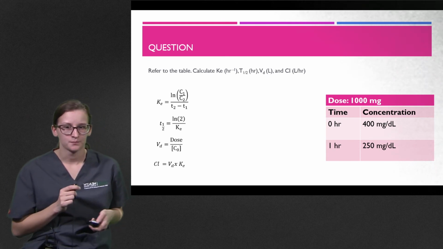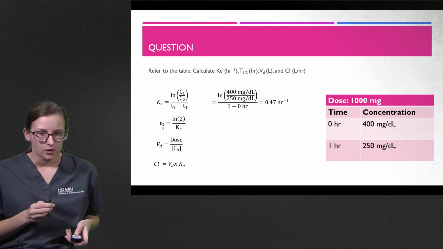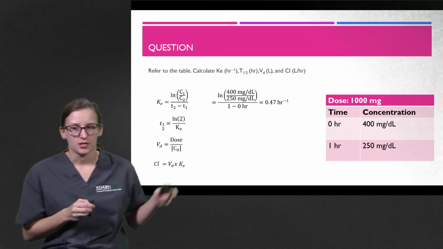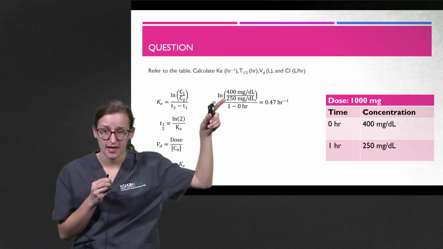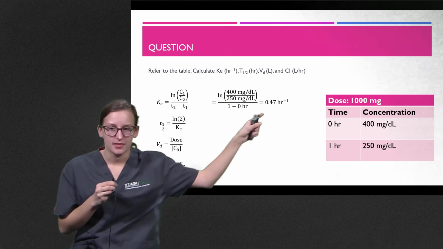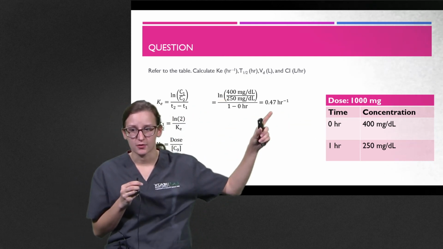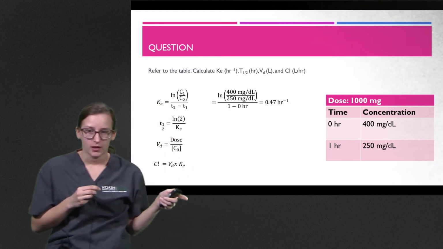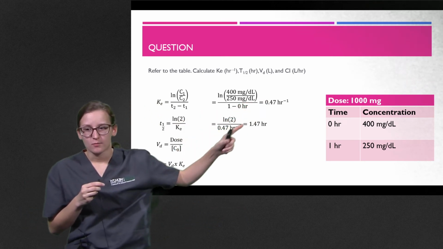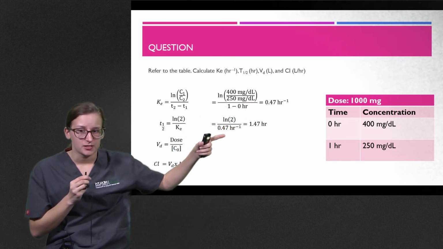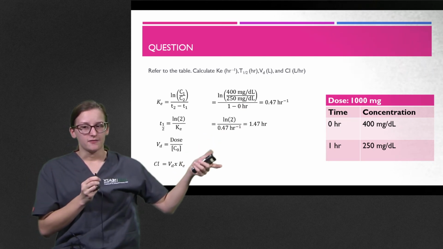All right, so for the elimination rate constant, I just took the concentrations, divided them, took the natural log of them, and the difference in time is just 1 hour, so I got the rate here. For half-life, I just took that number and plugged and chugged for the half-life.